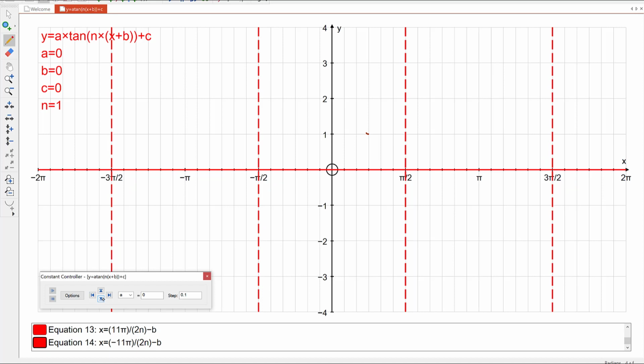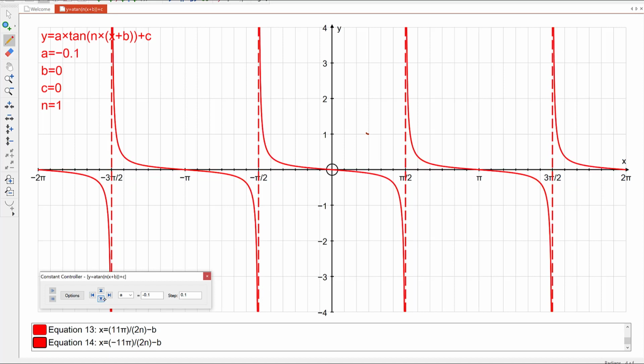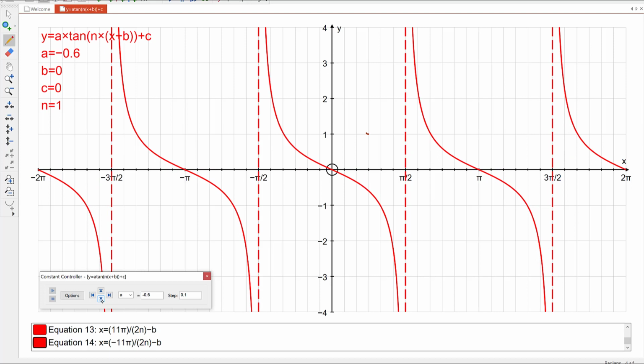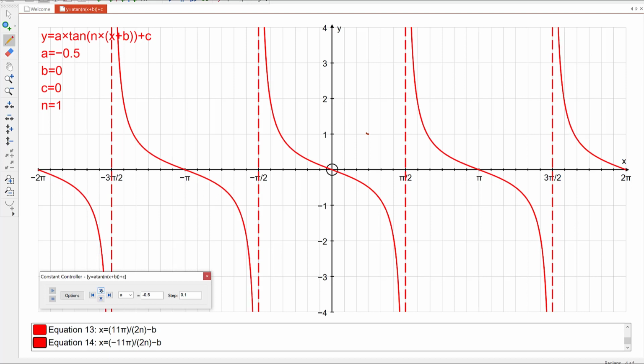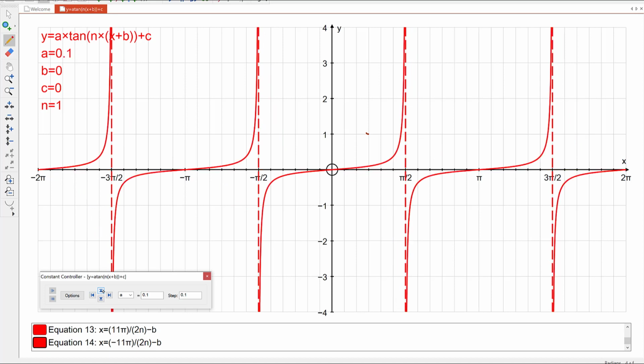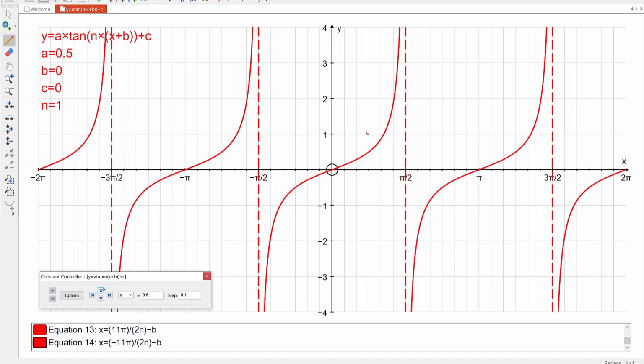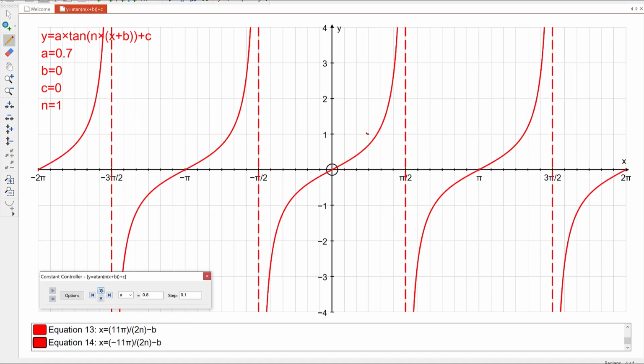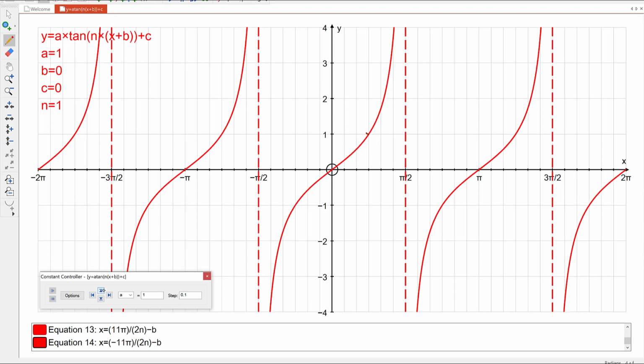If a is 0, it's not a tan graph. But if a is negative, our graph is going in the other direction. So it goes down first from the origin, then we have an asymptote, and then it comes down after that asymptote. So we have constant negative gradient with a reflected tan graph, whereas the regular tan graph has positive gradient everywhere. Okay, so that's playing with a.